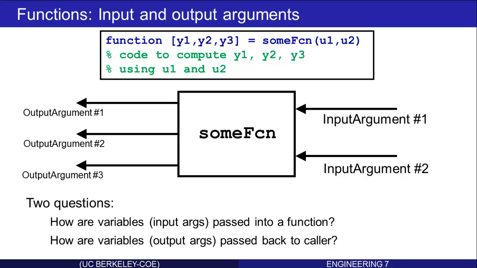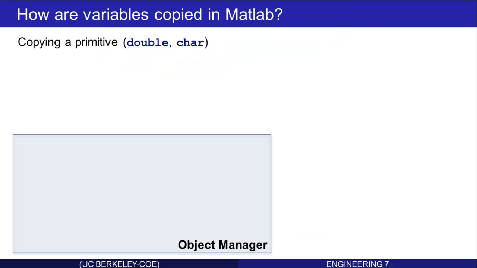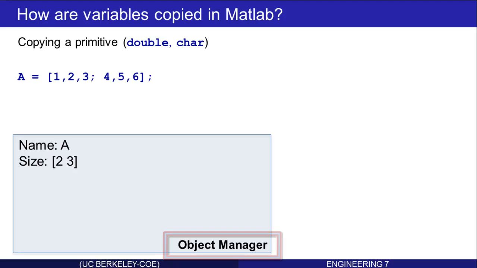Before addressing those questions, let's take on an even simpler one. How does Matlab copy variables? We'll look at the easiest case where we copy a variable such as a double. Create a variable A, in this case size 2 by 3. Some component of Matlab is managing the objects as they're created.